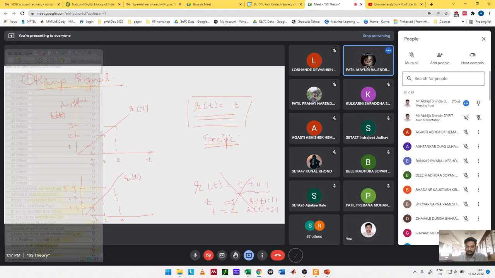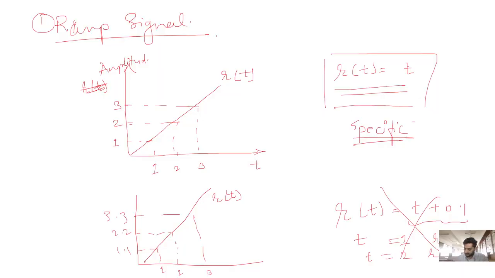Yes. Then what can be the equation? So T plus T into 0.1. T into 0.1. Okay, so let me just take 1.1 into T. Then what is going to happen? The value of that, for T equal to 1, is going to be 0.1. No, sir, it will work. Right, it will not work, right?